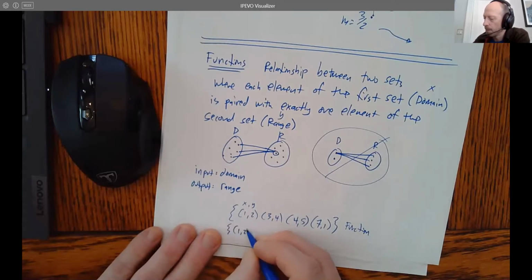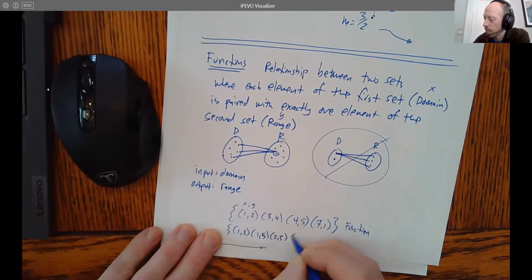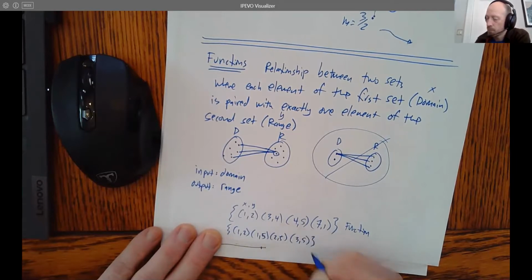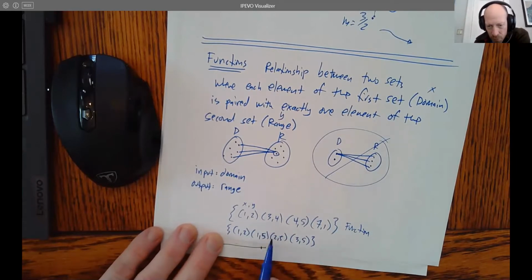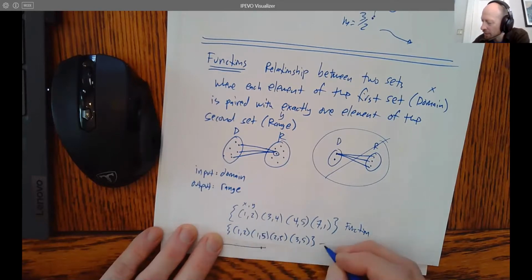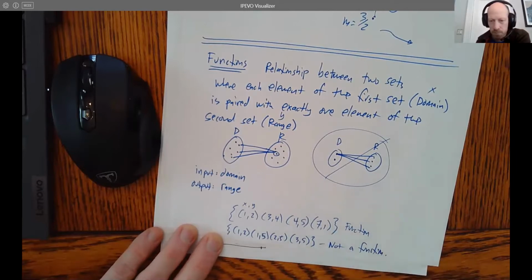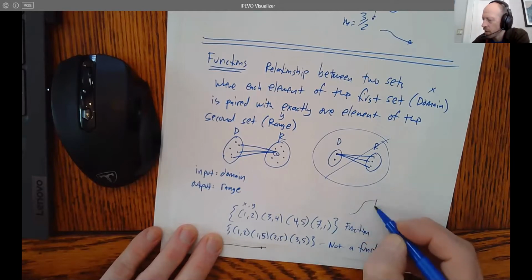Whereas this is not. The problem is not that 1 goes to 5, 2 goes to 5, and 3 goes to 5. That's fine. The problem is here: 1 goes to 2 and 1 goes to 5. That's not okay. This is not a function. For each of these, you can do it whether it's a function or not, although we really usually only care about functions.